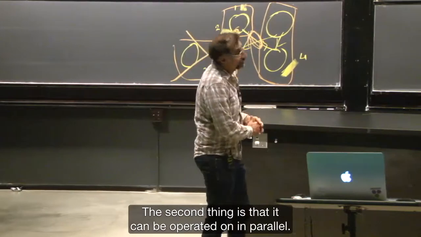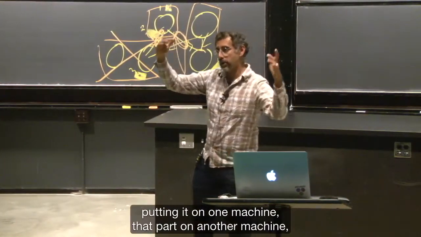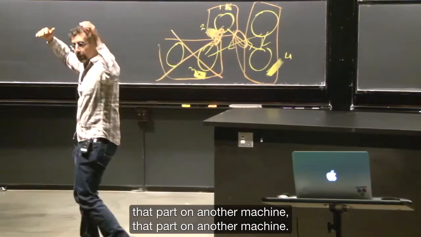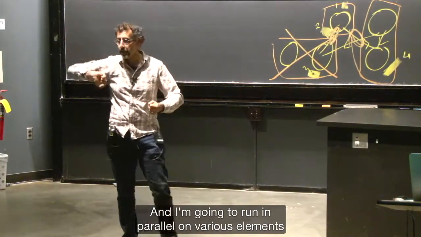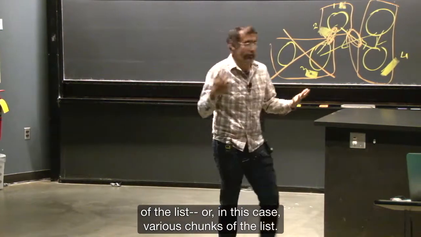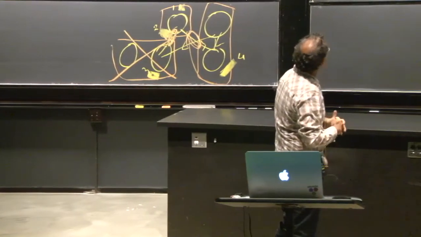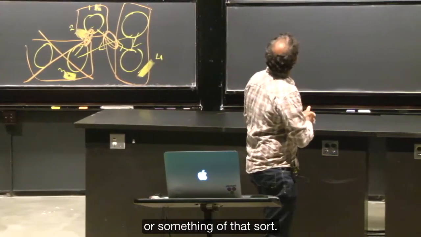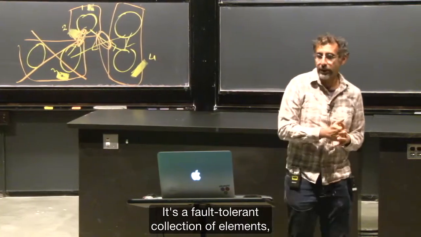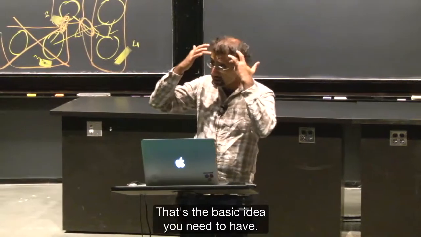The second thing is that it can be operated on in parallel. So it's like taking a list, putting this part of the list on one machine, that part on another machine, and so on, and I'm going to run in parallel on various elements of the list. Or in this case, various chunks of the list. That's the second part. A list that is parallelized, or a file, or database storage, or something of that sort. So it's a fault-tolerant collection of elements, a listy kind of thing, which can be operated on in parallel. That's the basic idea you need to have.